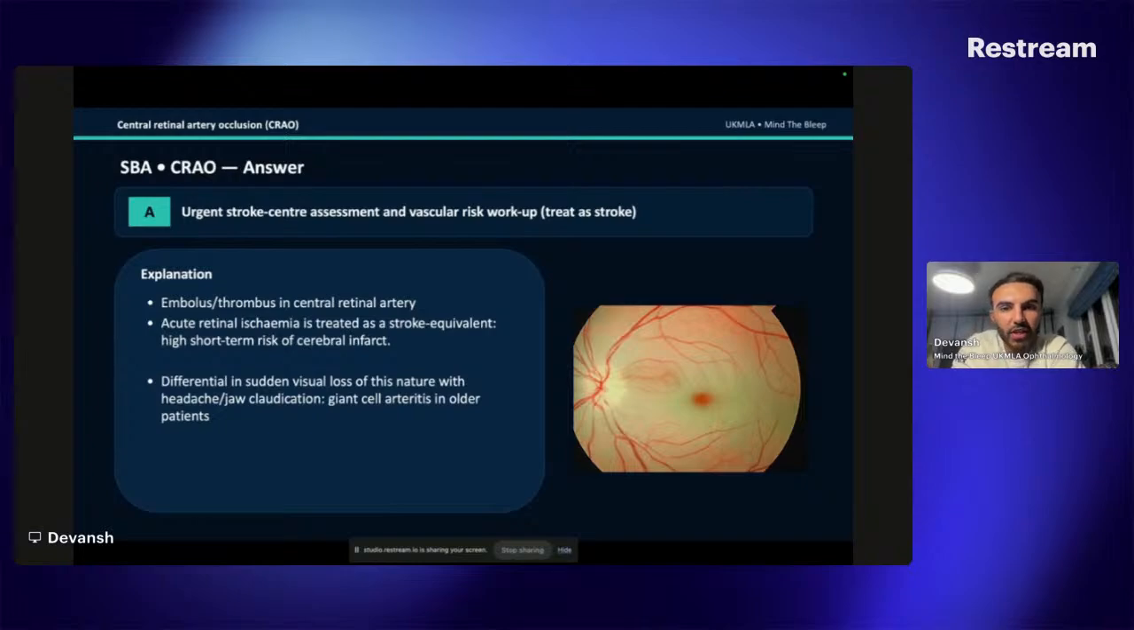If a patient has sudden visual loss of this particular nature in their eye, and let's say they also have a headache or jaw claudication on top, then we have to consider things like giant cell arteritis, especially if we've got an elderly patient with us.